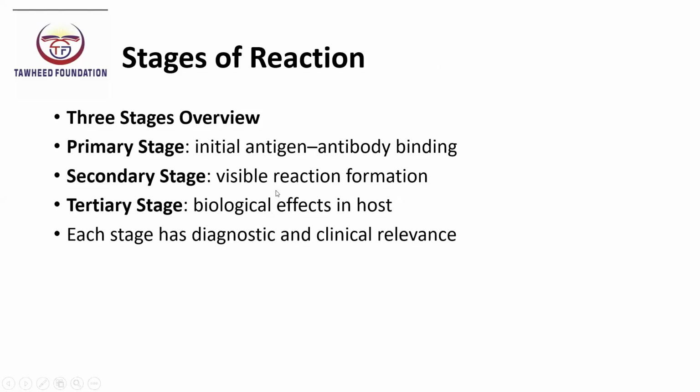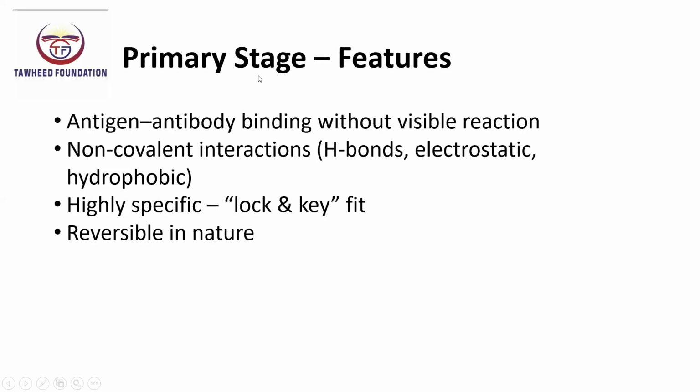Secondary stage, these complexes become visible through reactions like precipitation or agglutination, depending on the nature and concentration of the reactant. Tertiary stage includes the biological effects produced in the host due to this reaction, such as complement activation, cell destruction, or immune complex diseases. So each of these stages has its own importance. The primary stage shows molecular recognition, the secondary stage is used in laboratory tests, and the tertiary stage explains the immune response seen in living systems. We'll go one by one.